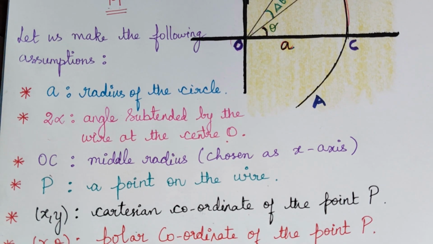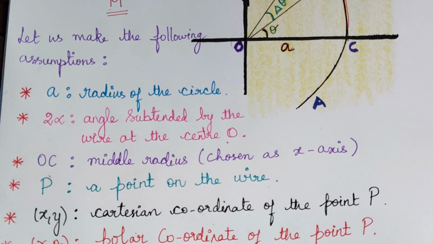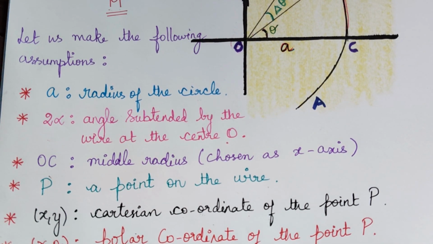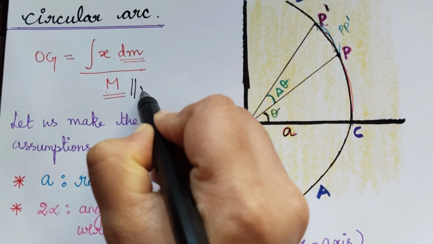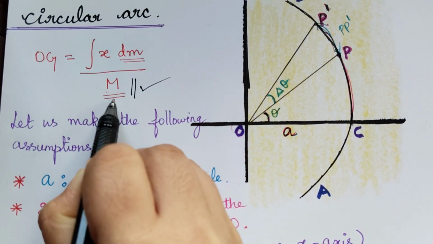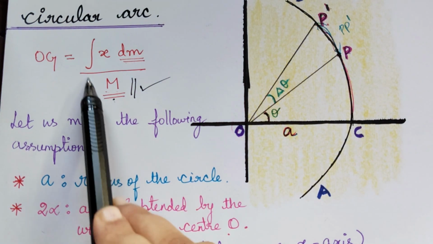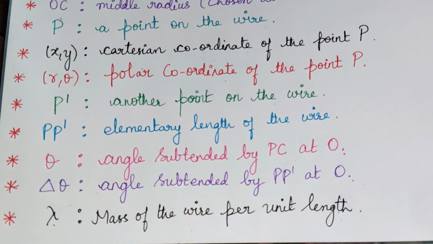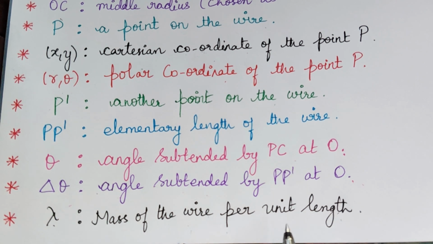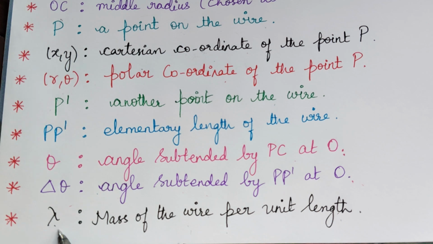After these assumptions, next we will calculate the mass of the circular wire. That is, we are going to calculate this capital M, which we will be using in this formula. So let us calculate the total mass of the circular wire. Remember, we have taken the mass of the wire per unit length. That is, for 1 unit length, the mass of the wire is taken as lambda.